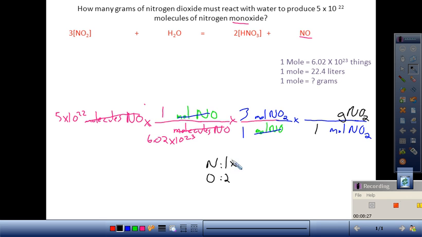I go to the periodic table, I look up nitrogen. And I go to the periodic table, I look up oxygen. So 1 nitrogen at 14, 2 oxygens at 16, and I add them together. And that's my molar mass. I cross that off as I go, and I'm all done.